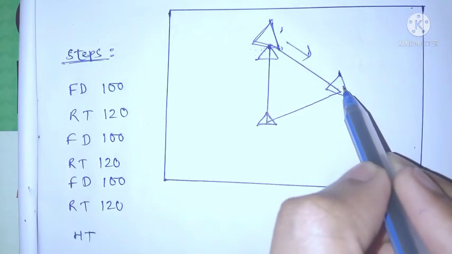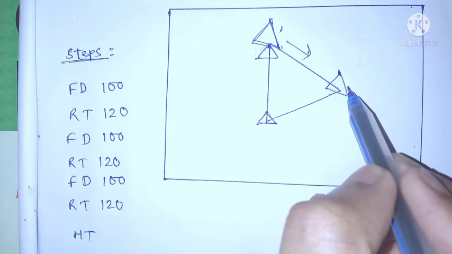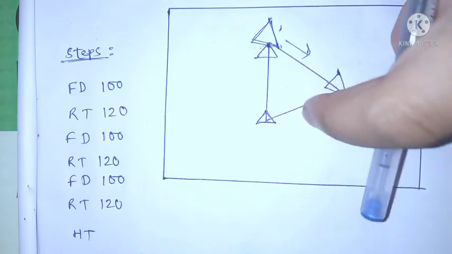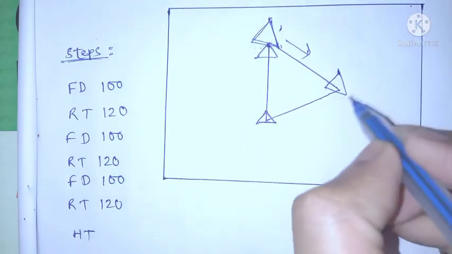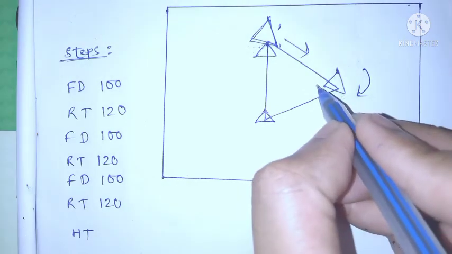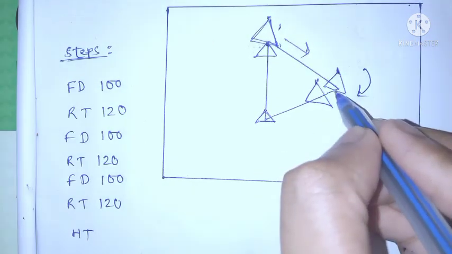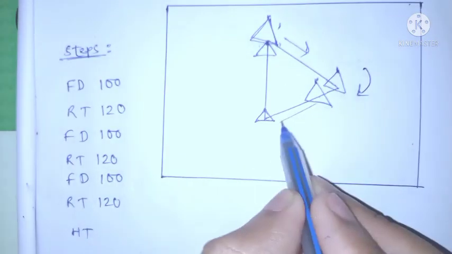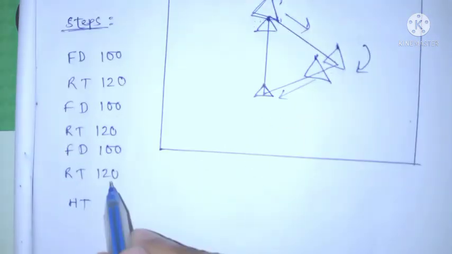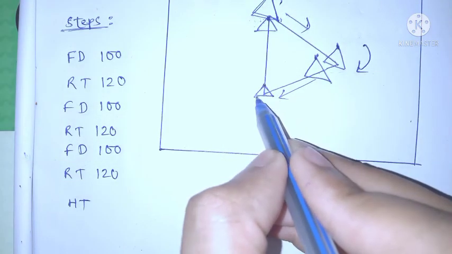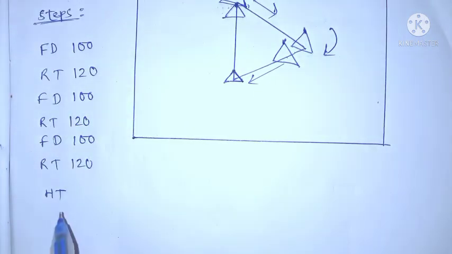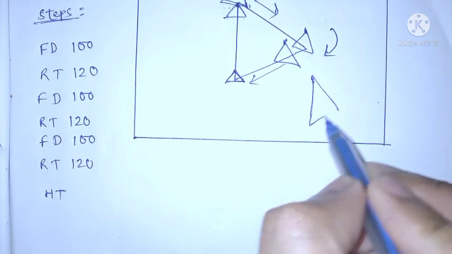Now we turn the turtle right 120 degrees, so the turtle will be like this after the right turn. Now we have to move forward, so we put FD 100, and after that we put RT 120 degrees, so the turtle will be like this. And last we put HT in the command box, hide turtle, so we get the triangle like this.